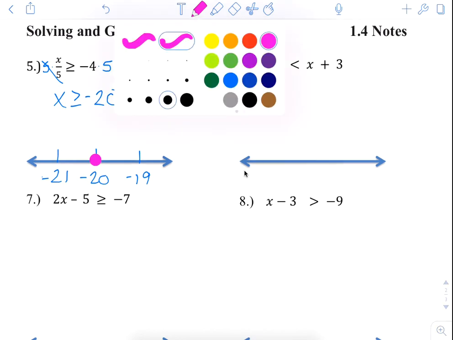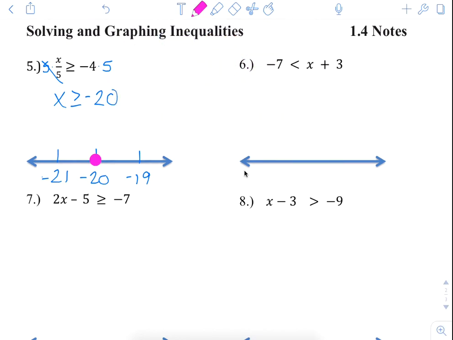Why is he going to be closed? It's because it is an or equal to. So if I want to be greater or equal to that number, I want to include negative 20 and also go to all the numbers greater than that. Okay. All right, number 6 is going to be the first time I try to really throw you for a loop, okay? So watch out.